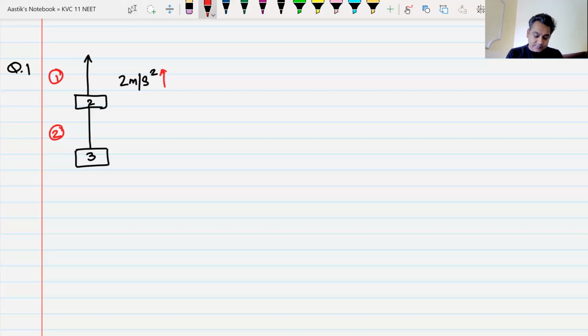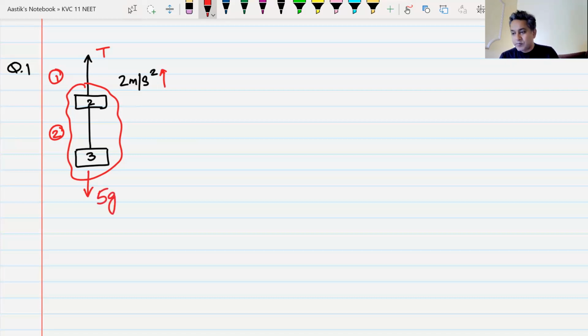How are we doing it? If I call the tension in this string as T, I can take these two as one block. Do we remember this? Yes or no? Then I can say the total force acting in the downward direction will be 2 plus 3, total mass is 5, 5 into G. Yes or no? And the acceleration is upward. So I can write the equation as T minus 5G is equal to 5 into A. Yes or no?